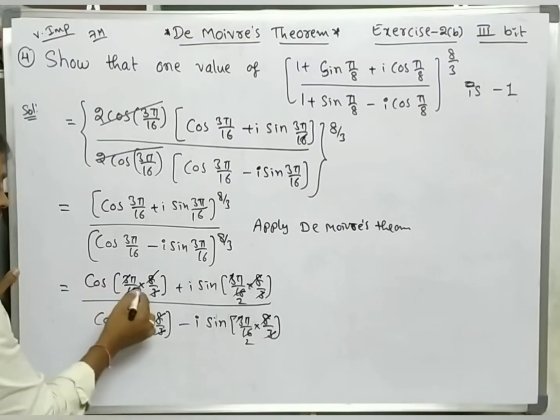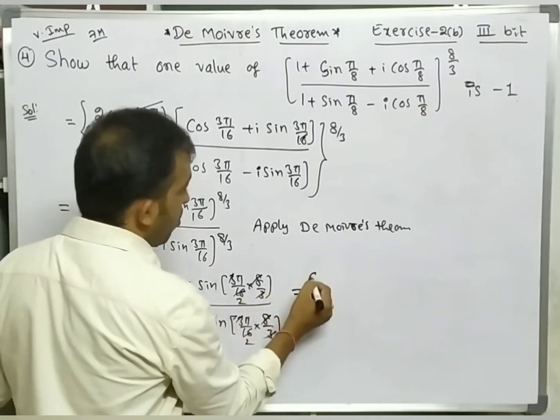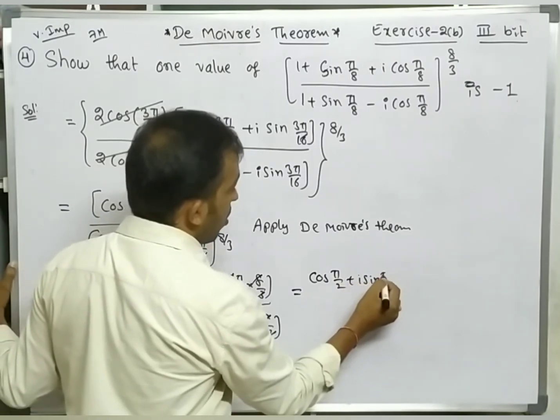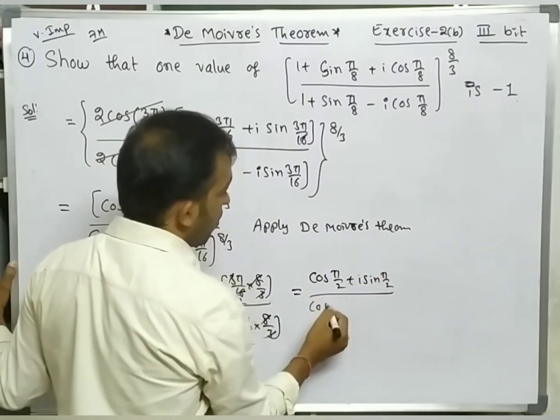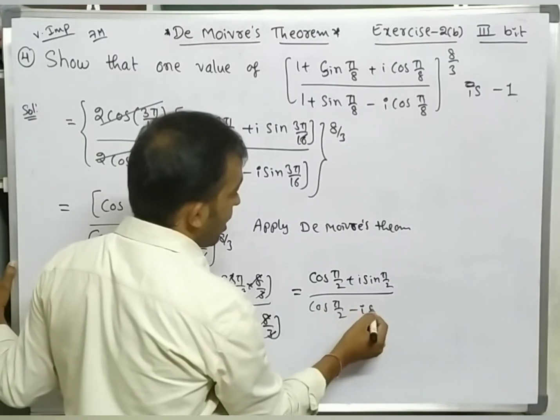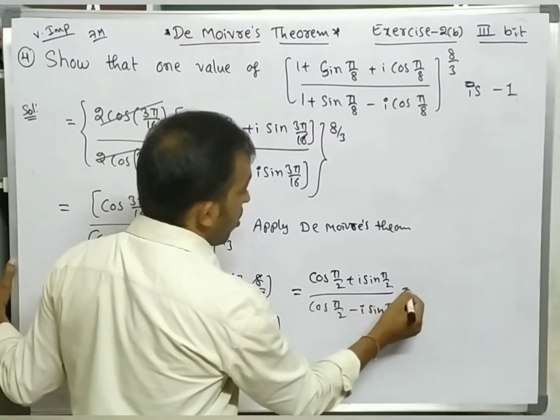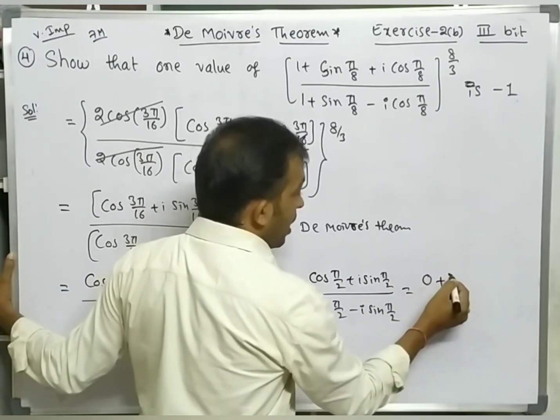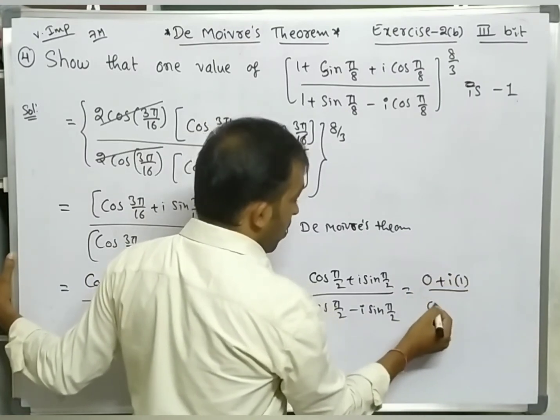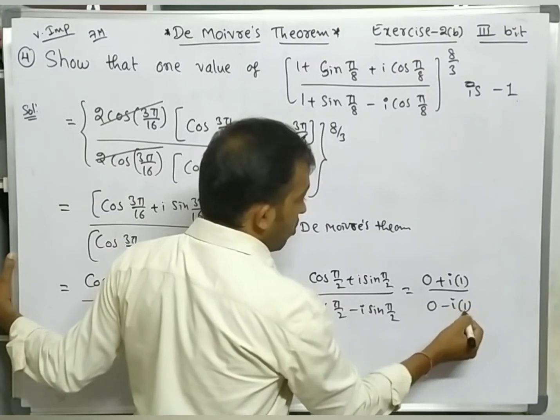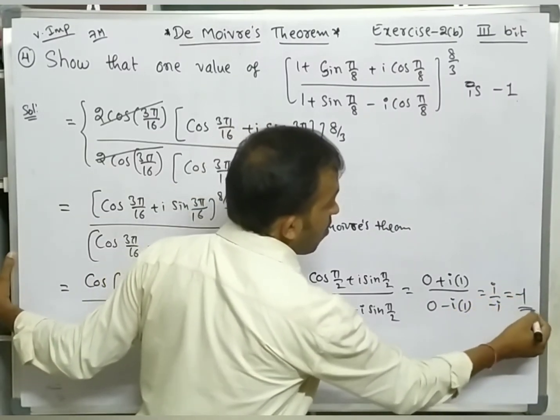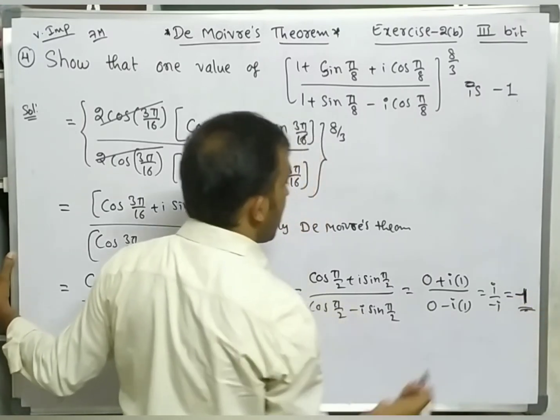Right? So in numerator we have cos pi by 2 plus I sin pi by 2. In denominator we have cos pi by 2 minus I sin pi by 2, right? What is the value of cos 90? 0 plus I sin 90, 1, by 0 minus I into 1. So I by minus I, the answer is minus 1. So answer is minus 1.